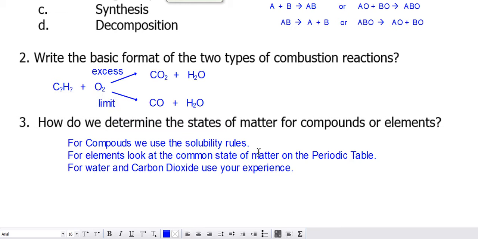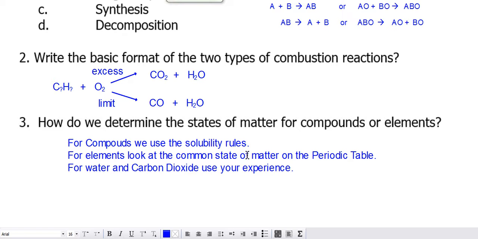How do we determine the states of matter for compounds or elements? Good question. Well, you know it. We use the solubility rules. We look at the common states of matter for elements. We have periodic tables around the room. The one that's color-coded has the metals as black, the non-metals as blue.